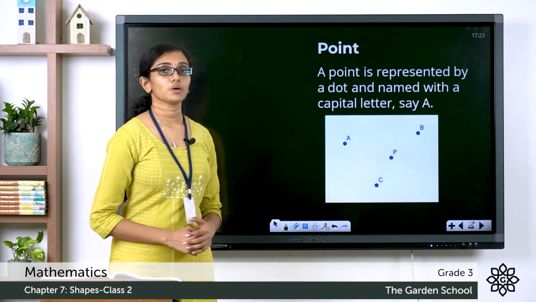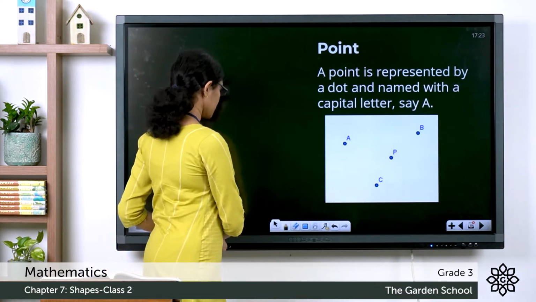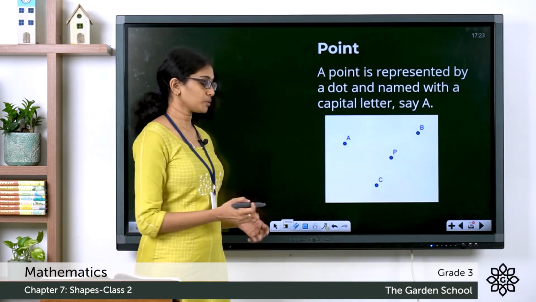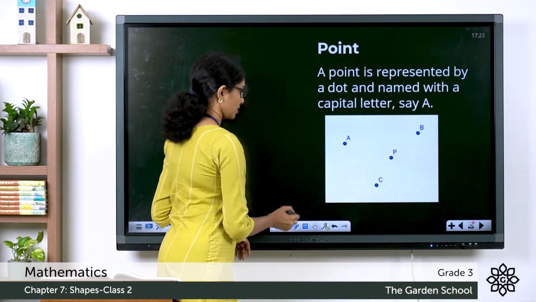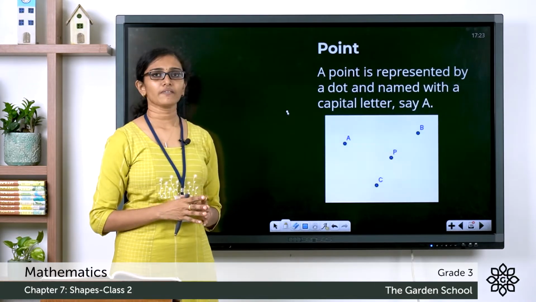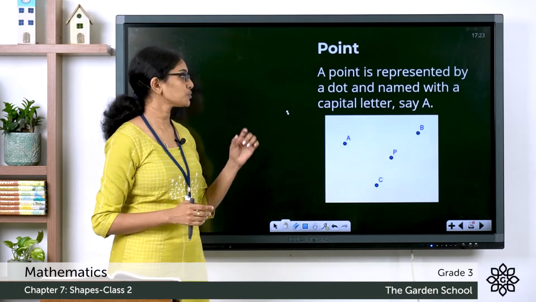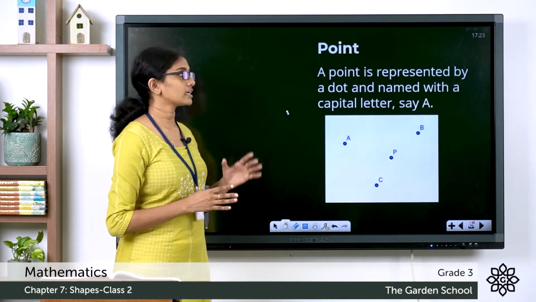So a point. What do you mean by a point? A point is usually represented by a dot. How do you put a point? You put a point like this. It does not have any definite or measurable size. You just put a point or a dot and it's called a point.